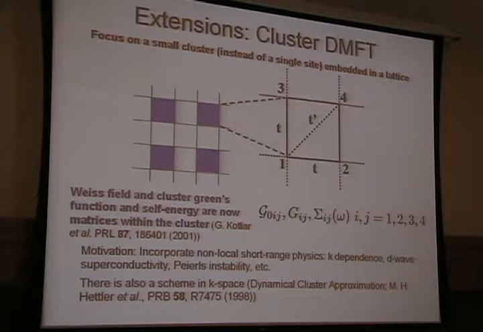Okay, so the motivation here is to incorporate a little bit of non-local physics, but of course long wavelength physics is still outside the scope of this approach. So it's quasi-local physics that you're incorporating here. There's also a scheme, so this is a sort of real space scheme. There's a scheme in K-space, which is called the dynamical cluster approximation, but I won't go into all these details.